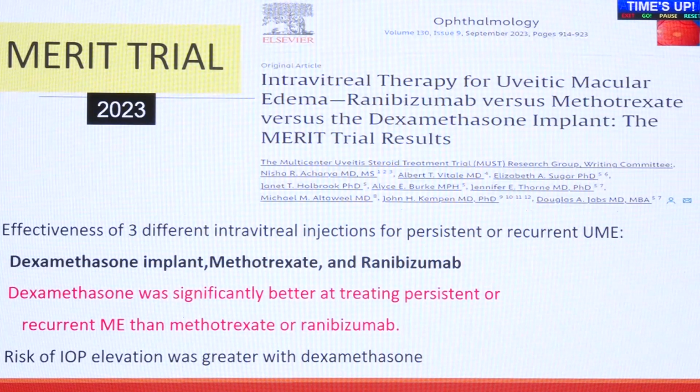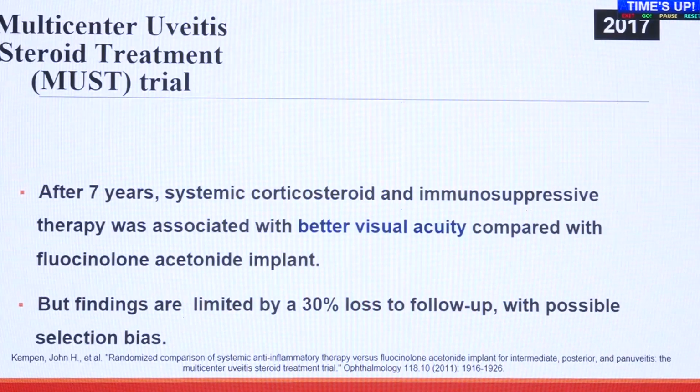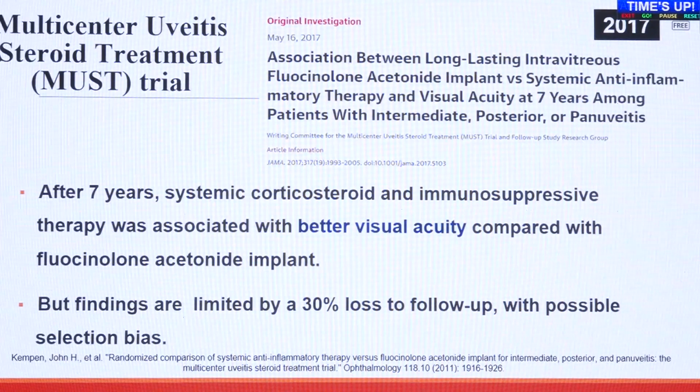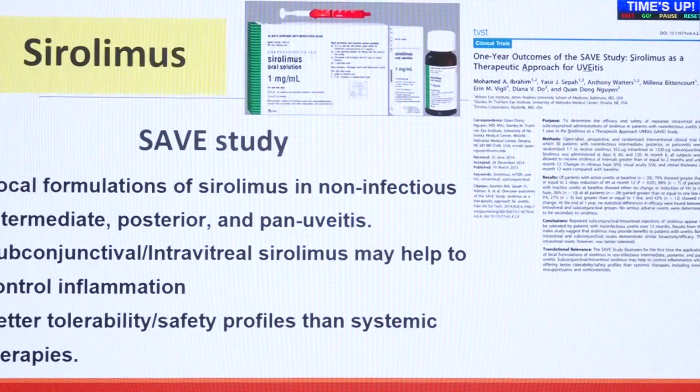oversees methotrexate and ranibizumab. They compared them and found that dexamethasone scores quite high in the controlling of the cystoid macular edema. The Multicentric Uveitis Steroid Treatment trial found that over 7 years, systemic corticosteroid and immunosuppressive agents are better than the fluocinolone acetonide implant, though there is a follow-up loss of 30% of cases. And I don't go into these details.